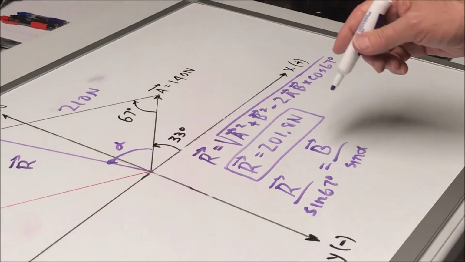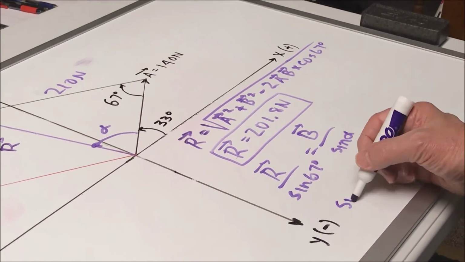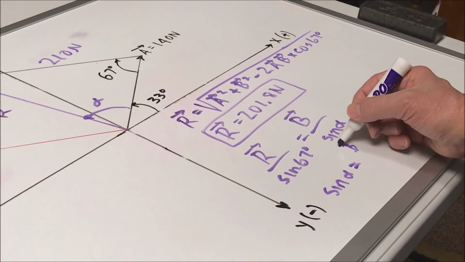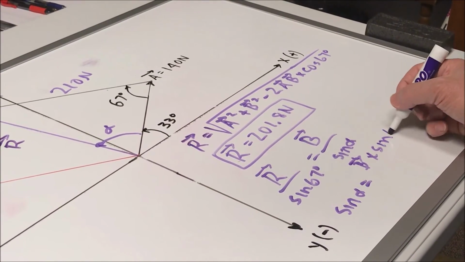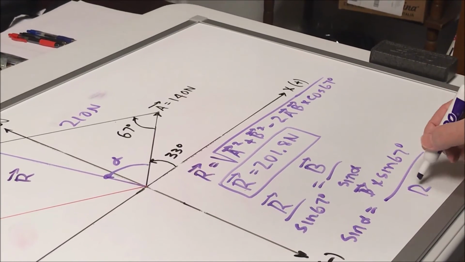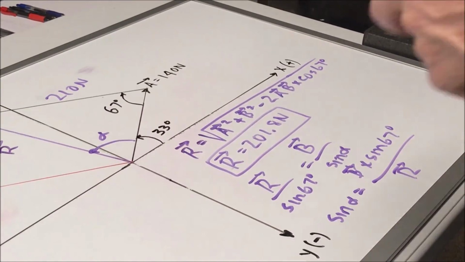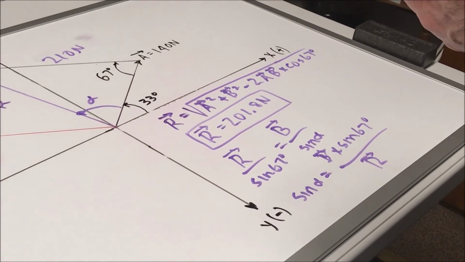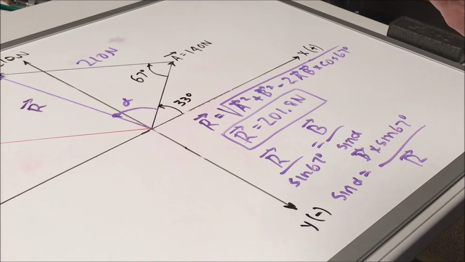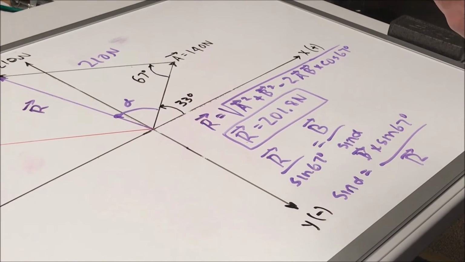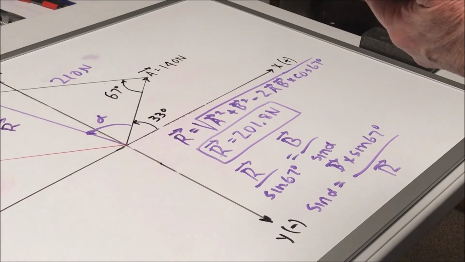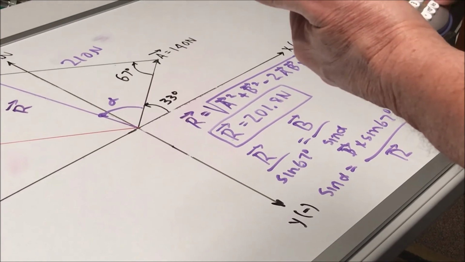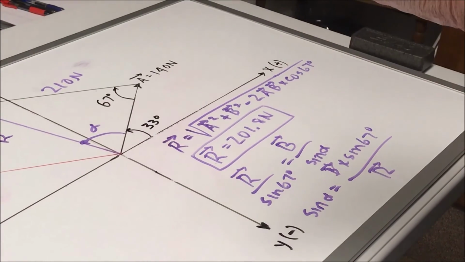And then we can go ahead and cross multiply, and we find out that the sine of alpha is going to be the B vector times the sine of 67 degrees divided by the resultant. So we plug in values. B, which is 210, times the sine of 67 degrees equals, divided by the resultant vector, which is 201.8. That gives us the sine of the angle. We hit shift, sine. We have 73.3 degrees.